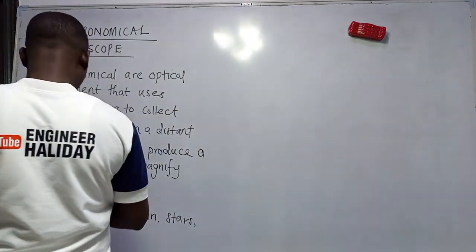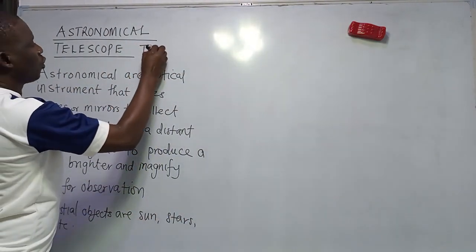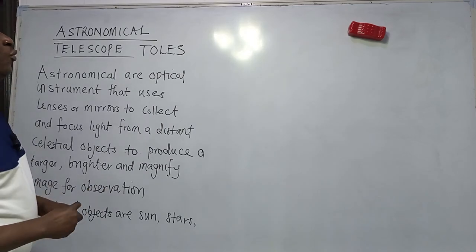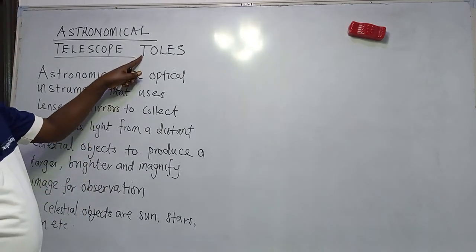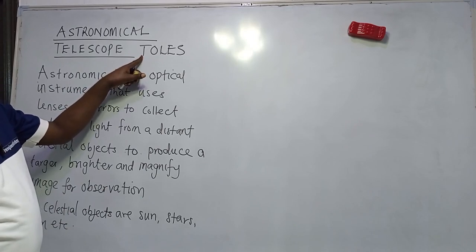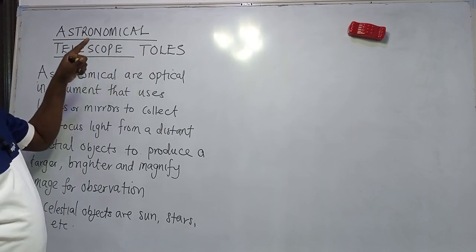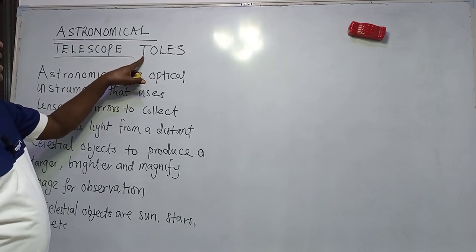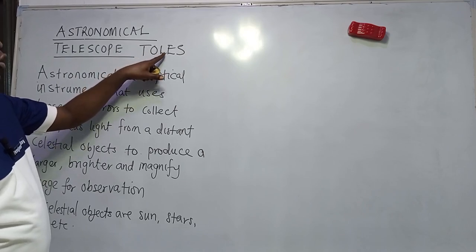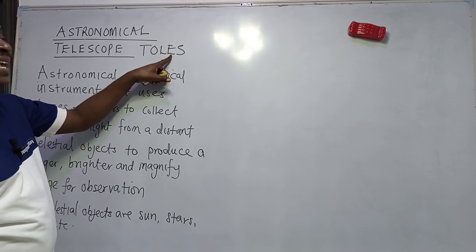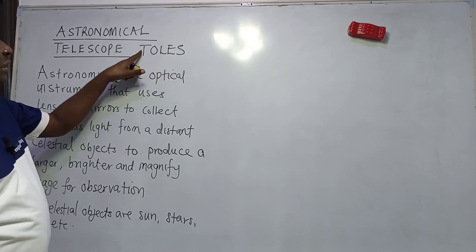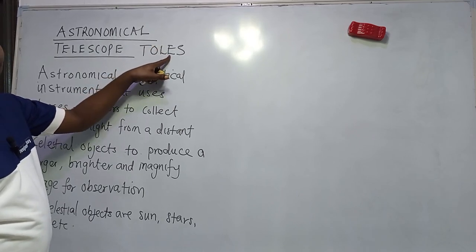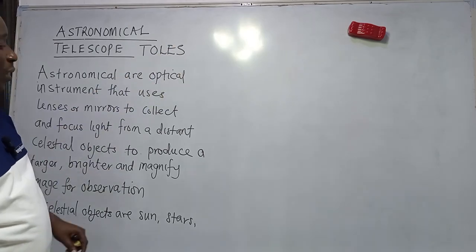Now, there is a shortcut I will give to you here. We call it Toles. Repeat after me, Toles. What does that mean? It means that in the astronomical telescope, the objective lens is longer, then the eyepiece lens is shorter. In a telescope, the objective lens is longer, then the eyepiece lens is shorter. So have it in mind.